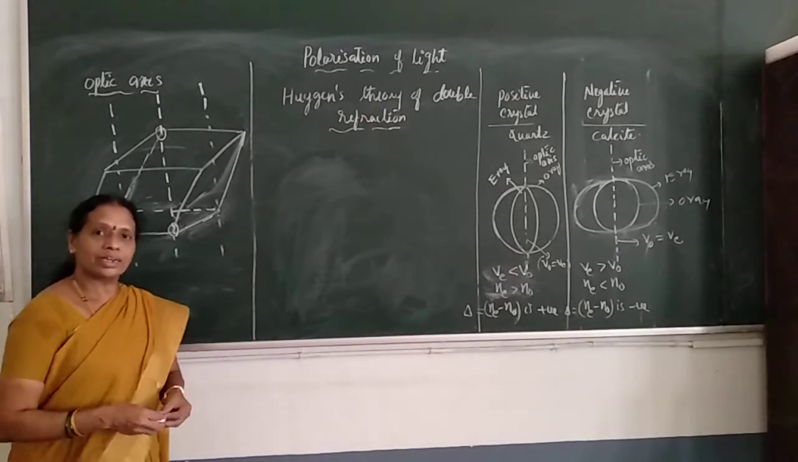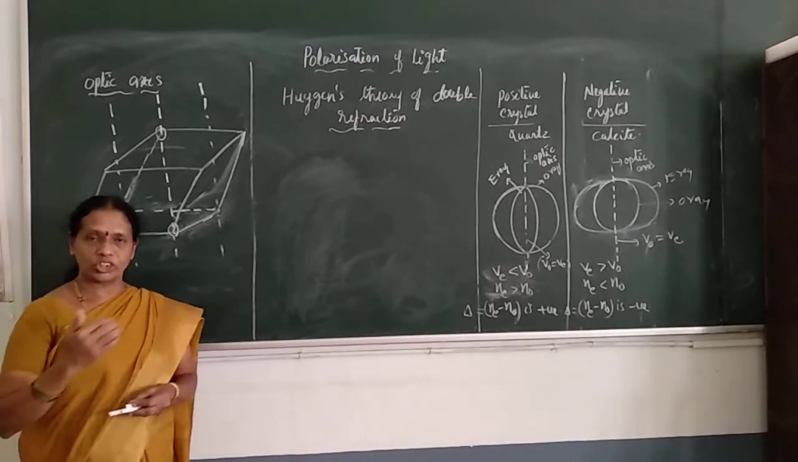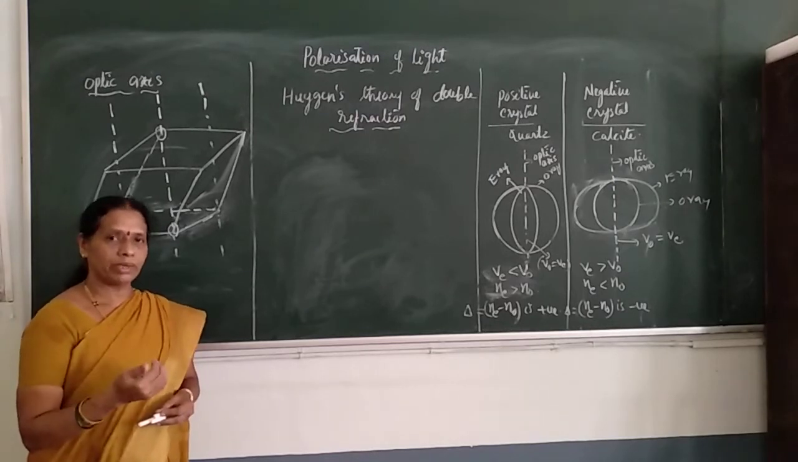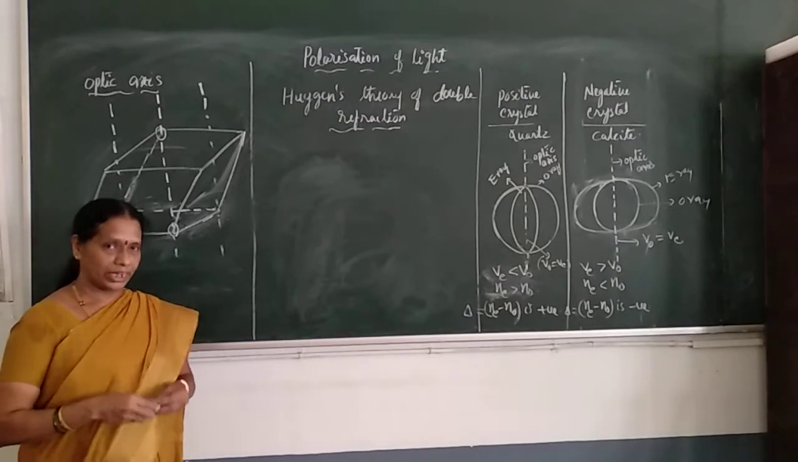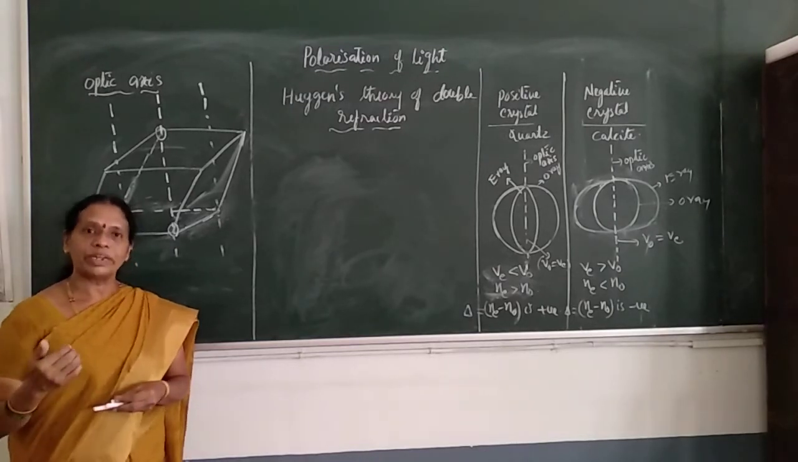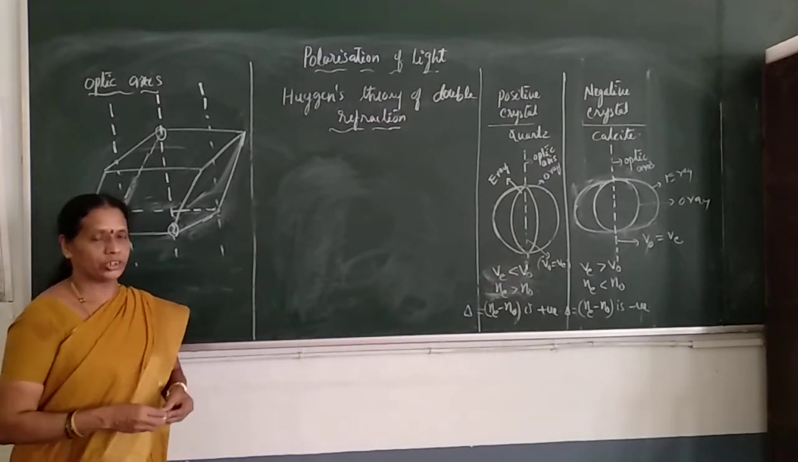The crystals are again classified as uniaxial and biaxial. Uniaxial means a crystal having only one optic axis. A crystal having two optic axes is called biaxial.